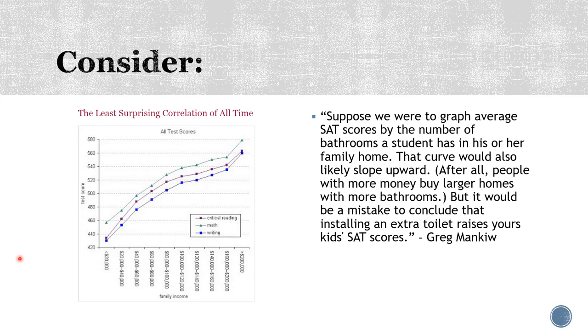One of the people cited in this particular article said this. He says, and that's Greg Mankiw here, suppose we were to graph average SAT scores by the number of bathrooms a student has in his or her family home. That curve would also likely slope upward. That is, more bathrooms, better test scores. After all, people with more money buy larger homes, which tend to have more bathrooms, but it would be a mistake to conclude that installing an extra toilet would raise your kids' SAT scores. Okay, again, you have to be careful in trying to determine what is actually causal here, and what's just a phantom of something else.